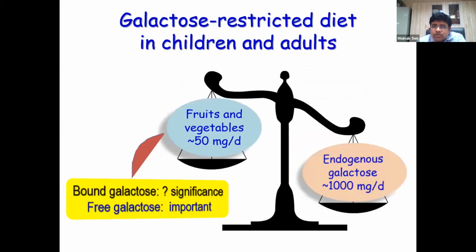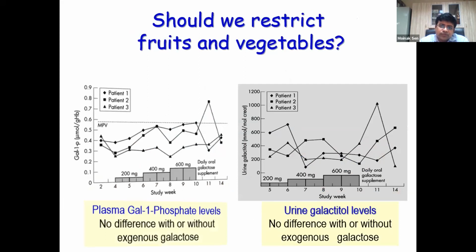If you look at the galactose-restricted diet in adults and children, you have to understand that fruits and vegetables contribute very little galactose as compared to the endogenous galactose that the body itself produces. So the body itself makes a lot of galactose that can itself be toxic. The bound galactose is of, we don't know, possibly some significance, but the free galactose is very important. And fruits and vegetables contain more bound galactose than free galactose. So should we restrict fruits and vegetables?